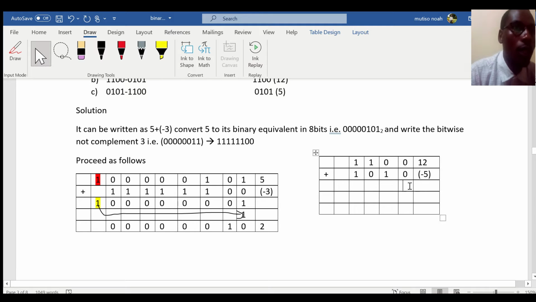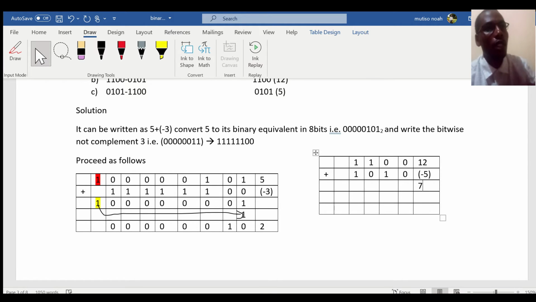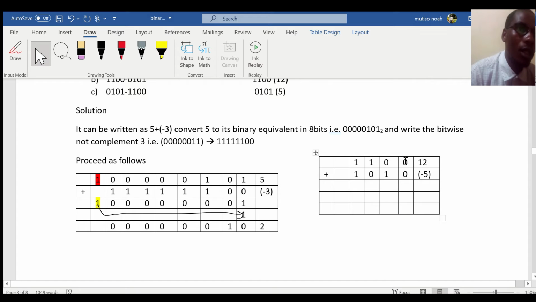Let us start just from there. 12 plus minus 5. We can see we are supposed to get 7. So let us see if the binary which we are going to get is equivalent to 7. 0 plus, and this one, make sure you write it in bitwise form.